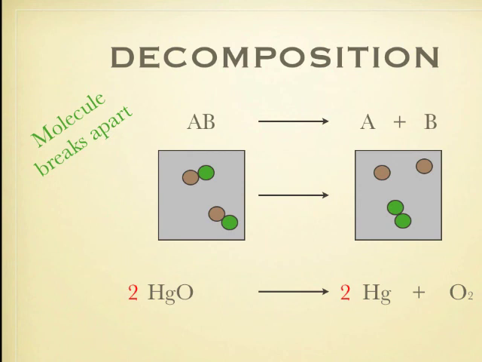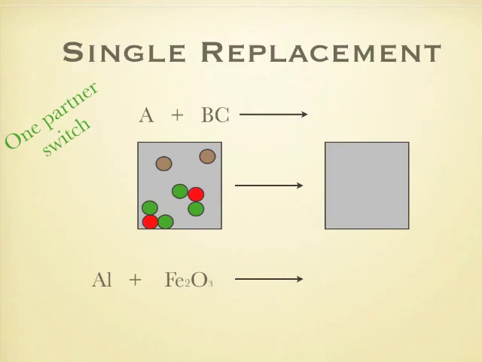All right. Decomposition. The next is a single replacement. Now this one's a little more difficult. The next two are very similar to one another. What it looks like in a single replacement is you will have a single element replacing one of the elements in a compound. So one element and one compound. If you see that setup, single replacement.